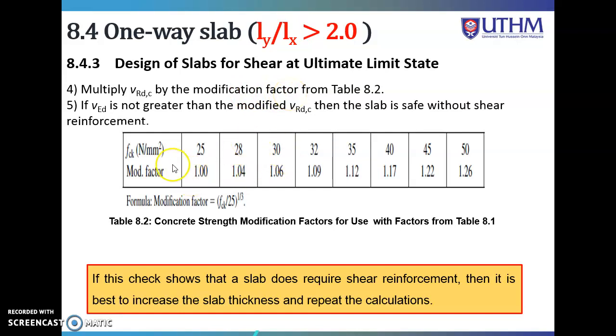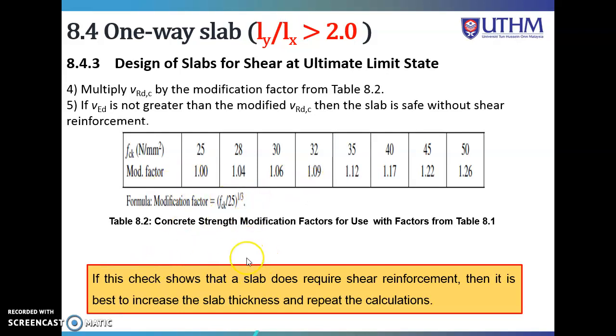So kita kena carilah based on the strength of the concrete. Let's say strength of the concrete is 30. So modification factor is 1.06. Then times with the VRDC. Okay, so bila modification factor dah times with the VRDC and kita tengok dia lebih besar daripada VED, so the slab is safe.